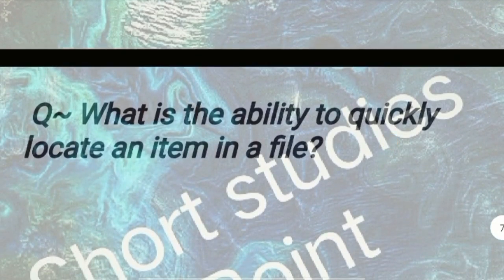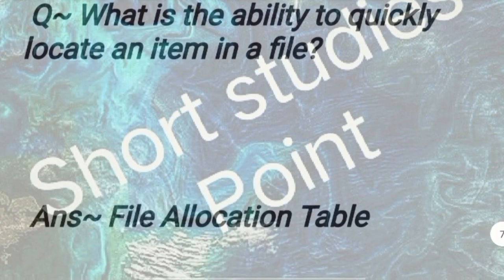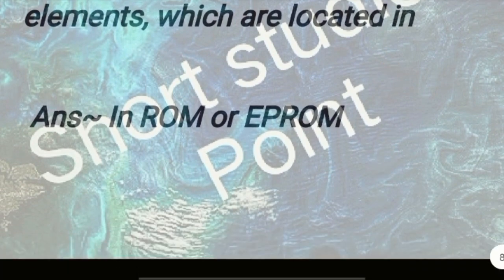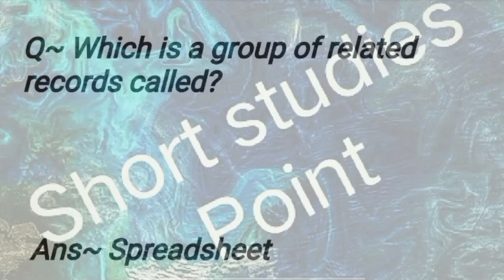Next question: What is the ability to quickly locate an item in a file? Answer: file allocation table. Next question: Registers are high-speed memory elements which are located in dash. Answer: in ROM or EPROM. Question: A group of related records is called what? Answer: spreadsheet.